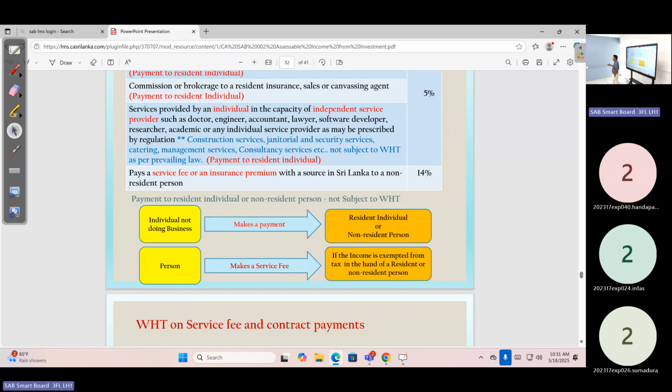Right? So let's say we are a company. We need lawyer service. So after the payment, we are running a business. When we are making the service payment, we have to deduct. I have filed a case and I hire a lawyer. When I pay, I cannot deduct anything from that.